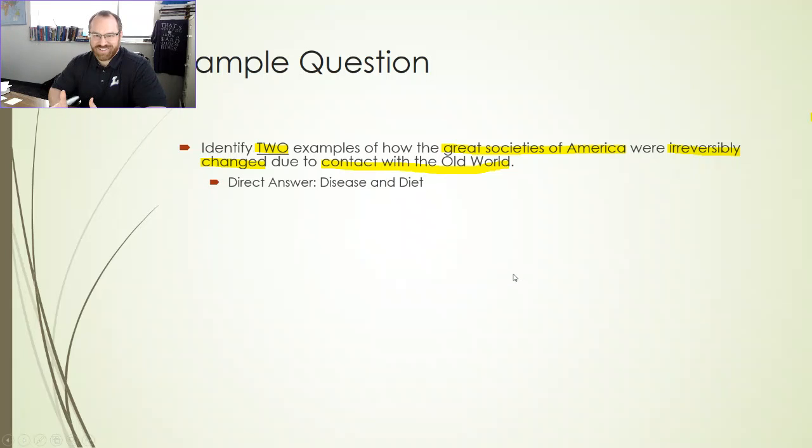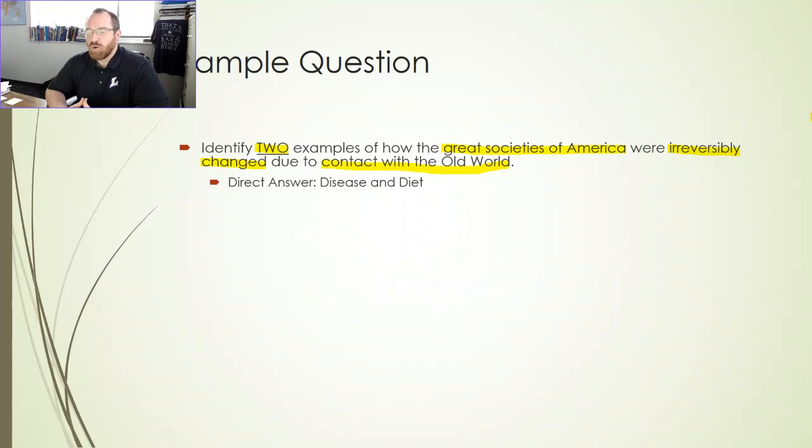Yeah, this is kind of like a standard high school way of answering a question like this. You just answer it in the most simple way possible. And there you go. Disease and diet. Well, just putting down disease and diet, and yes, the Great Societies were irreversibly changed due to disease and their diets were irreversibly changed as well. Would that count for a point? No. You will get no points for just saying disease and diet.